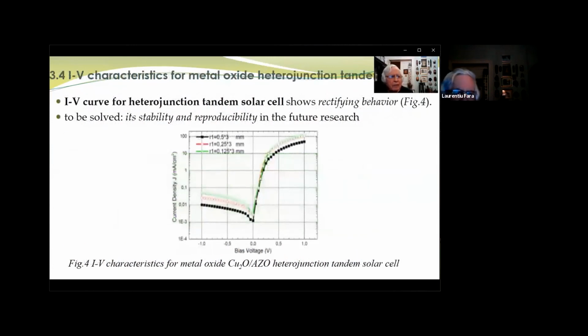Also, another important point is regarding the current voltage characteristics for the metal oxide heterojunction solar cell. It is remarked the rectifying behavior, but there are two problems to be solved in the near future based on further research: stability and reproducibility.